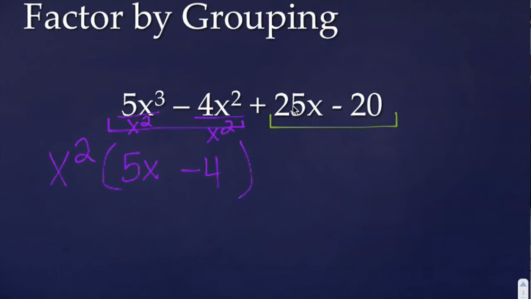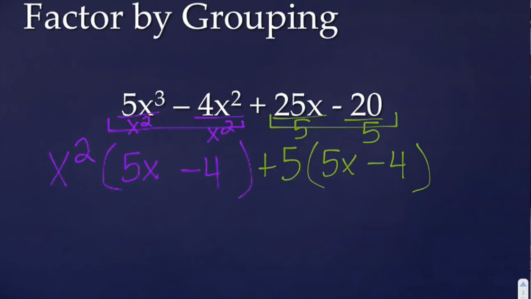Now I'm going to look at the second group, 25x minus 20. My GCF between 25x and negative 20 is 5. So I'm going to take out 5, and then I'm going to write what I have left. 25x divided by 5 is 5x. Negative 20 divided by 5 is negative 4. There's my first step. Now what I'm going to do is take the GCF of the whole thing.